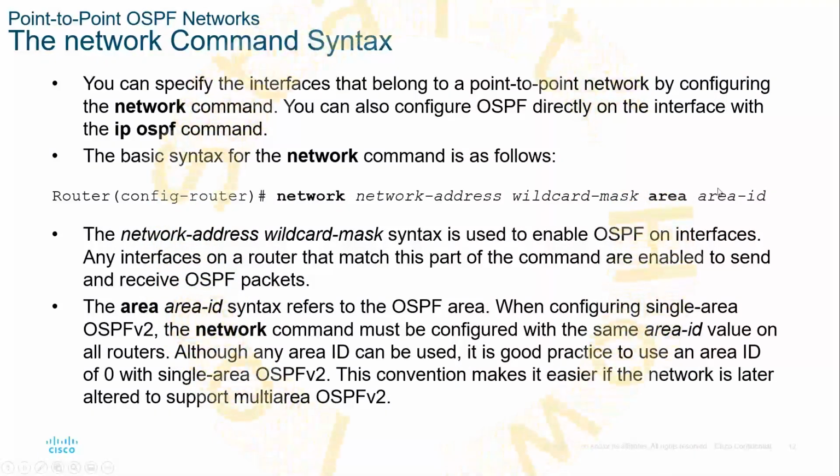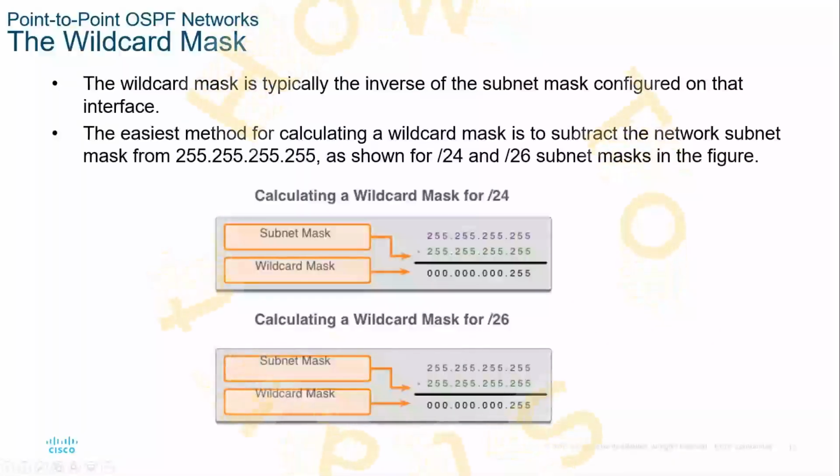That's pretty common. The area ID syntax will refer to the OSPF area. If we're talking single area, it would be 0. If we're talking multi-area, which we'll talk about later in this video, it would be a different area. So again, the subnet mask is going to be, let's say, a /24, so 255.255.255.0. The wildcard mask is the inverse of the subnet mask.